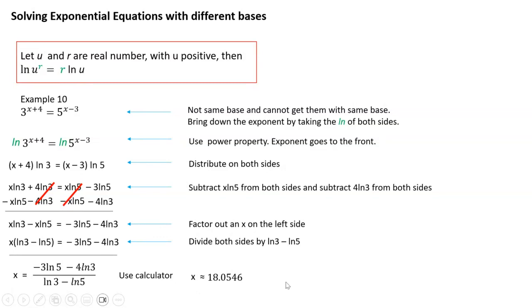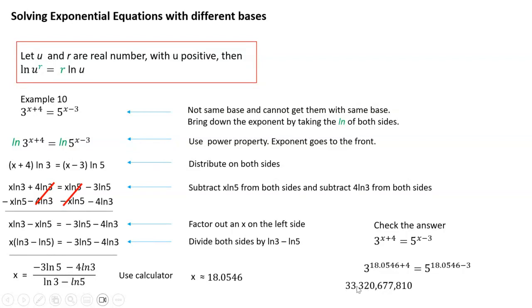Okay, now, can we check our work? Sure, we can again, right? This is my original equation, so I'm going to plug in 18.0546 for both x's on both sides of the equal sign. So this will give us 3 to the power of 22.0546. And on the right side, it's going to give us 5 to the power of 15.0546, because if we subtract 3, it's going to give us 15.0546.